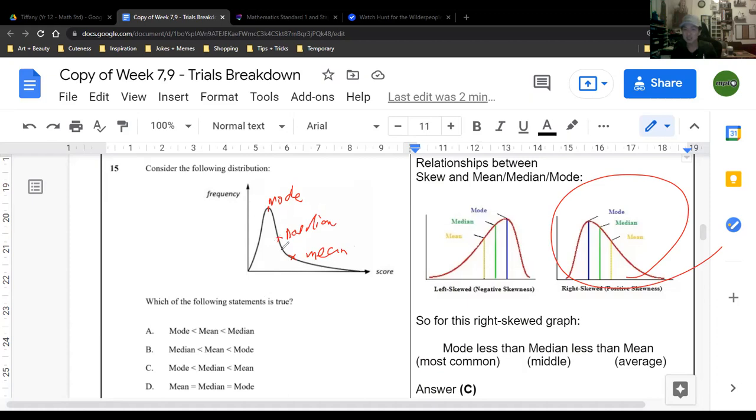So in this case, once you've decided where each of them should roughly be on the line, then you can select the correct relationship. So mode is the smallest. Oh, sorry, so the answer is C. Mode is the smallest, which is less than the median, which is less than the mean. All right, that's about it.